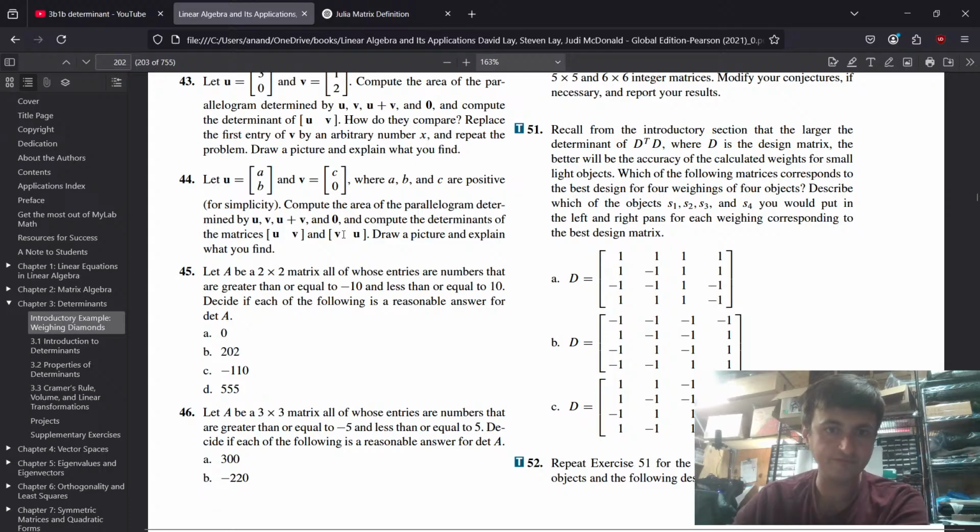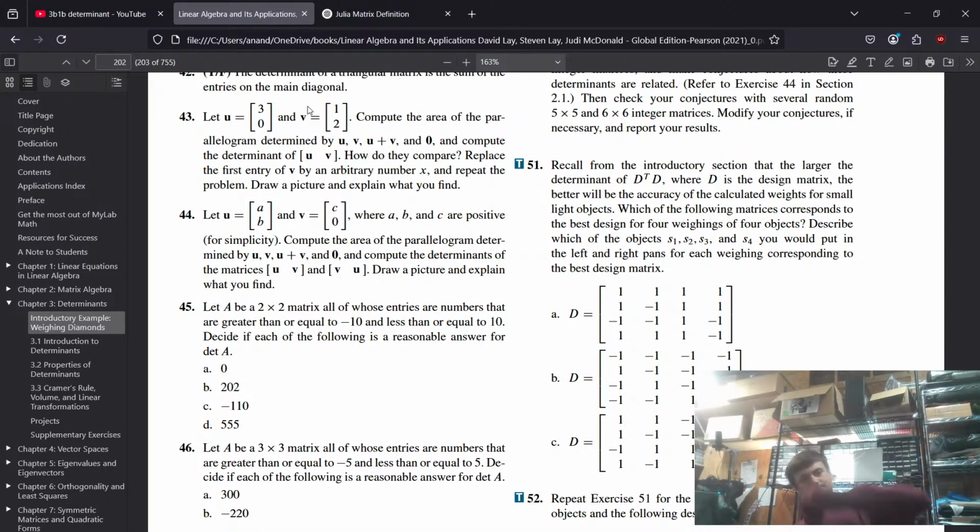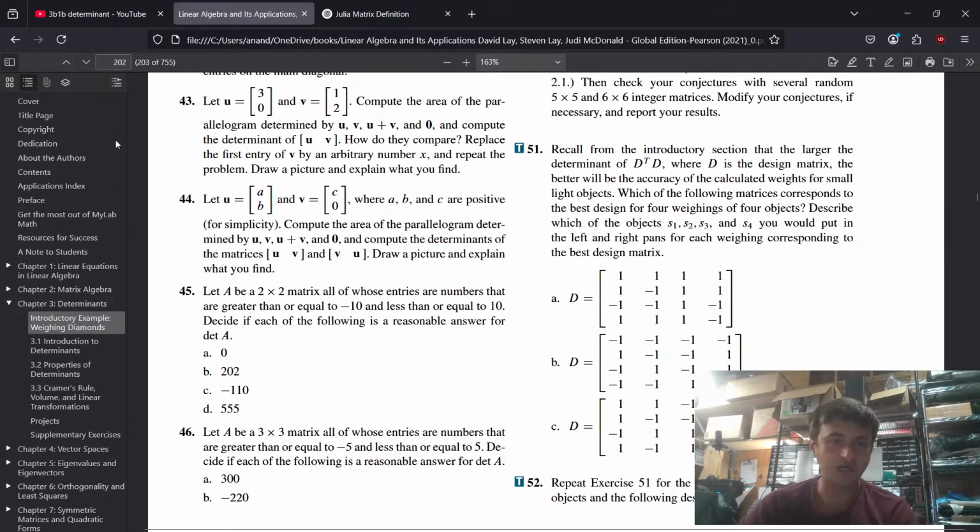Oh, maybe we could do that one. If we permuted this, it was 1, 2, and then 3, 0. It would be minus 6. So if you switch the columns, it becomes minus 6. Okay, that's pretty cool.